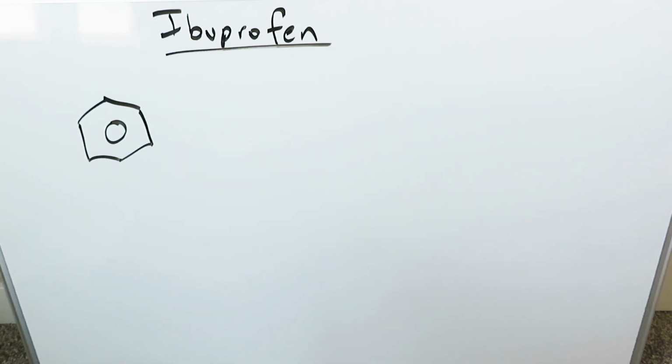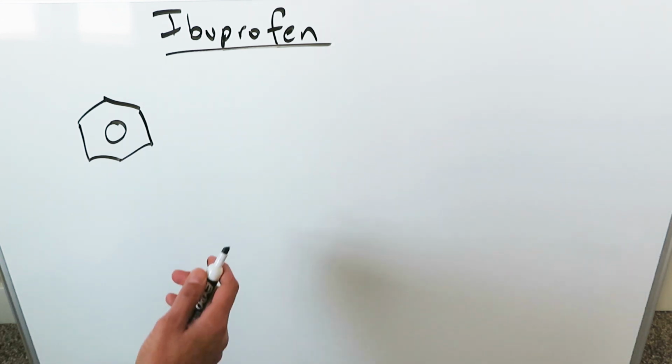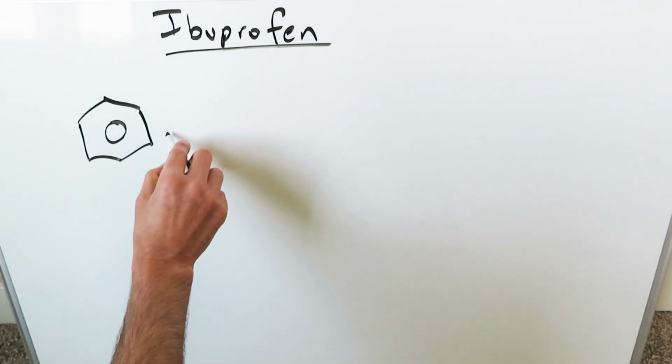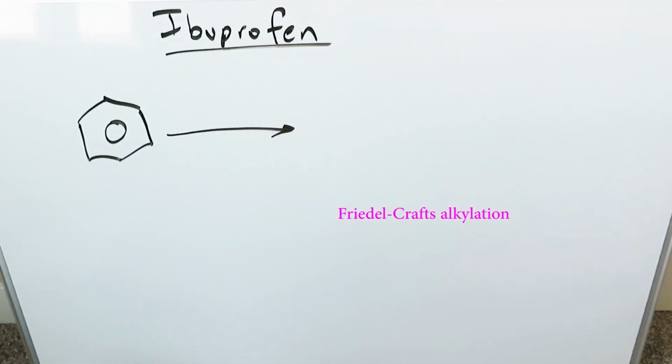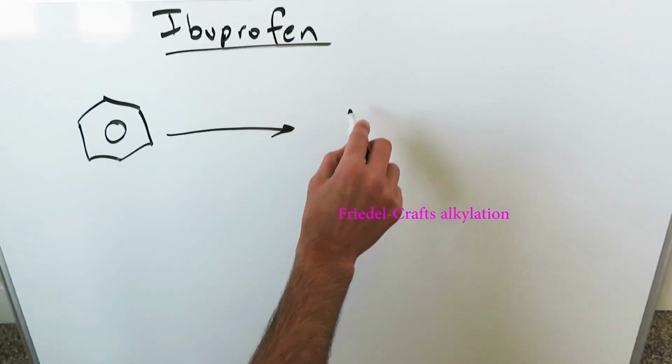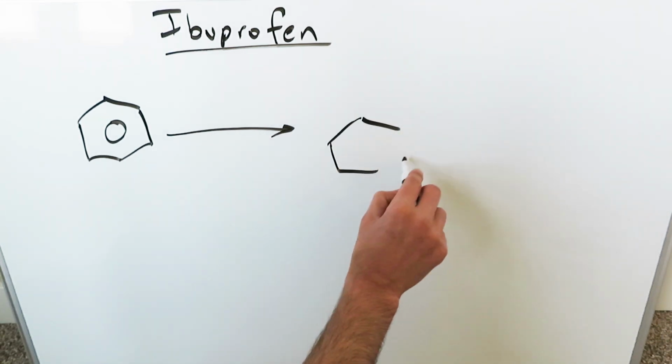In this video, we're looking here at the synthesis of Motrin, ibuprofen, an analgesic, a pain medication which most people take. Starting here with benzene, we're going to do a Friedel-Crafts alkylation. We have to bring an item onto this benzene ring. And what is that item?